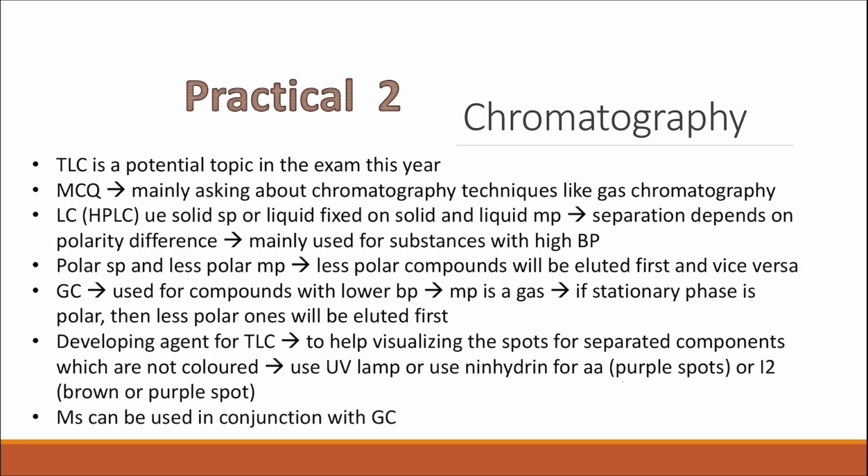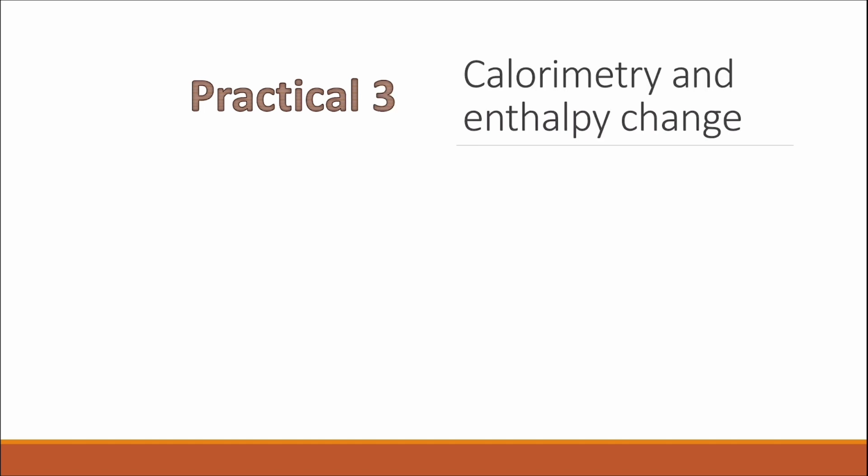Mass spectrometry can be used in conjunction with GC. And this is a potential question because mass spectrometry hasn't come up in paper one, and it's one of the main topics in paper one, and it wasn't in paper one this year. So maybe they're going to ask you a question where they have this setting of GC with mass spectrometry, and they're going to ask you questions about mass spectrometry.